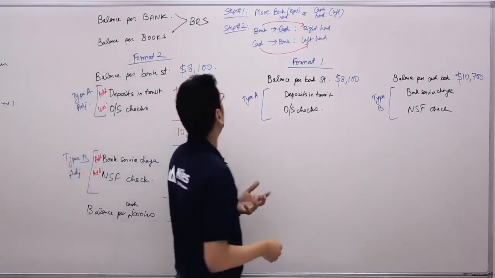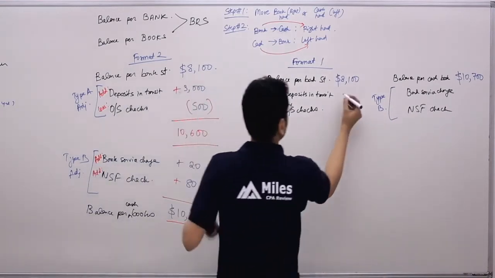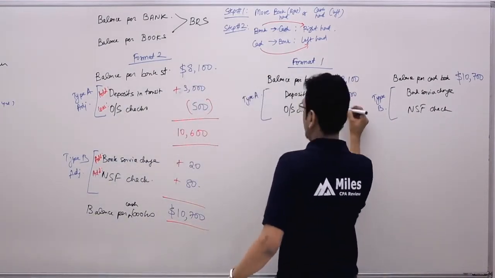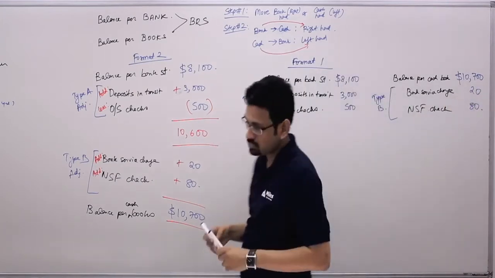Now, once again, let's do our hand movement again. So let's put the numbers in first. So you have $3,000 for this, 500 for this, 20 and 80 out here.